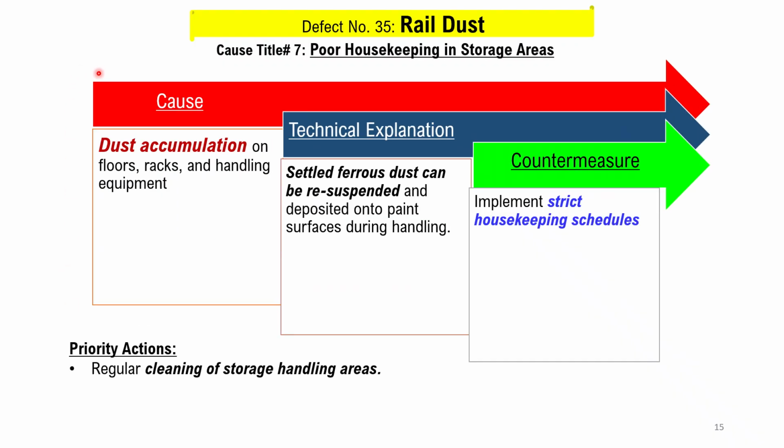The seventh probable cause could be poor housekeeping in storage areas. Dust accumulation on floors, racks, and handling equipment. Settled ferrous dust can be resuspended and deposited onto paint surfaces during handling. Therefore, implement strict housekeeping schedules. The priority actions are regular cleaning of storage and handling areas.